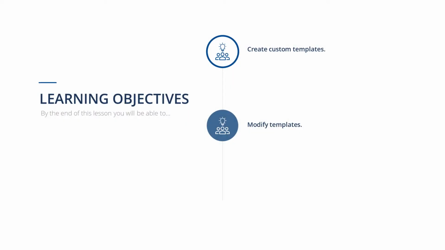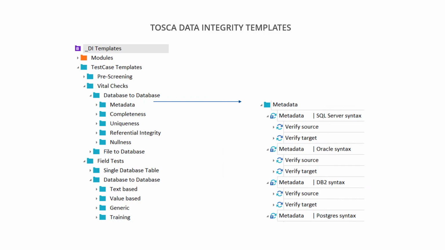In this lesson, you will learn how to create and modify templates to be used in the DI wizard. Tosca DI provides out-of-the-box templates for pre-screening, vital checks, and field tests that are used by the DI wizard. The provided DI templates are a generic set of data quality tests to get you started. The majority of the templates are based on SQL Server syntax.